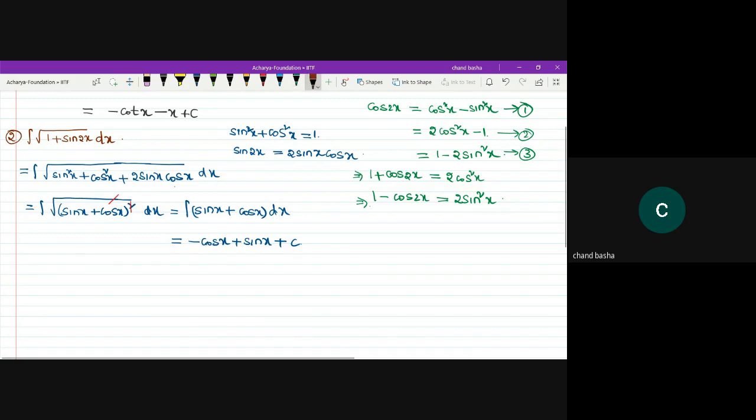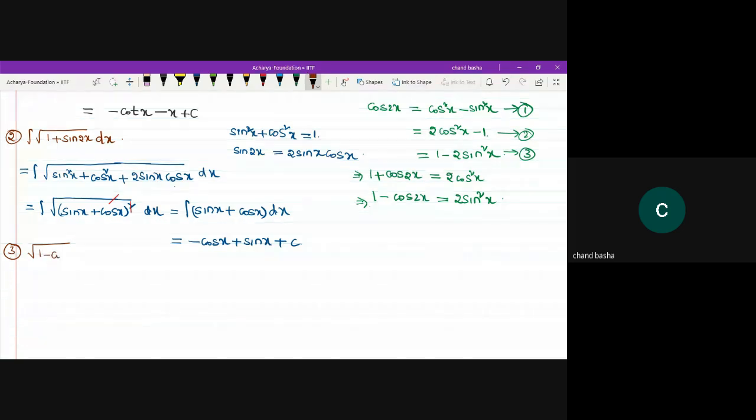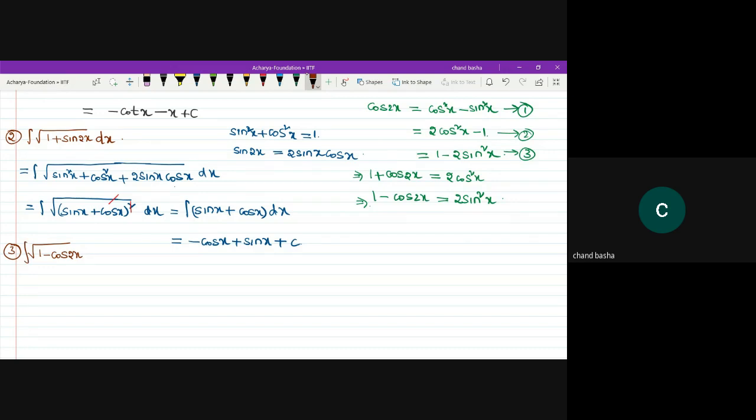Now we'll go for question number 3. So I can make use of these cos functions to reduce this problem and solve it. Third question, let us observe carefully, guys. The question is integral of under the root of 1 minus cos 2x dx.